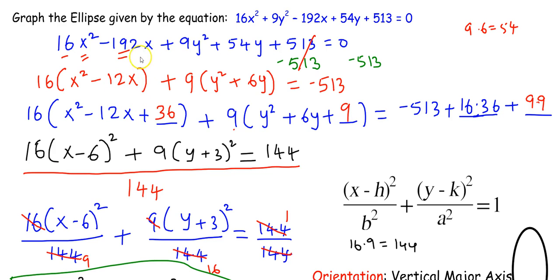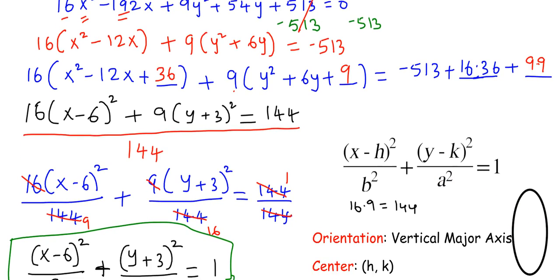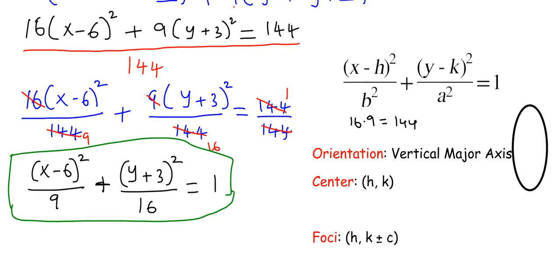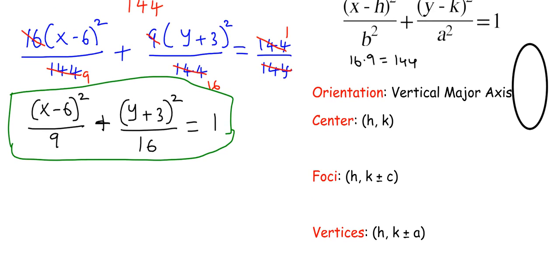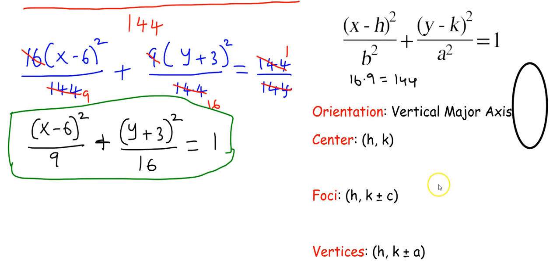First you grouped the terms with the x's and y's, then the common factor, then you have written them as a perfect square, and afterwards you brought it into the form of (x minus h) whole square over b square plus (y minus k) whole square over a square, that is equal to 1. So let us just quickly find out this center, foci, etc. I'll give you a few values.